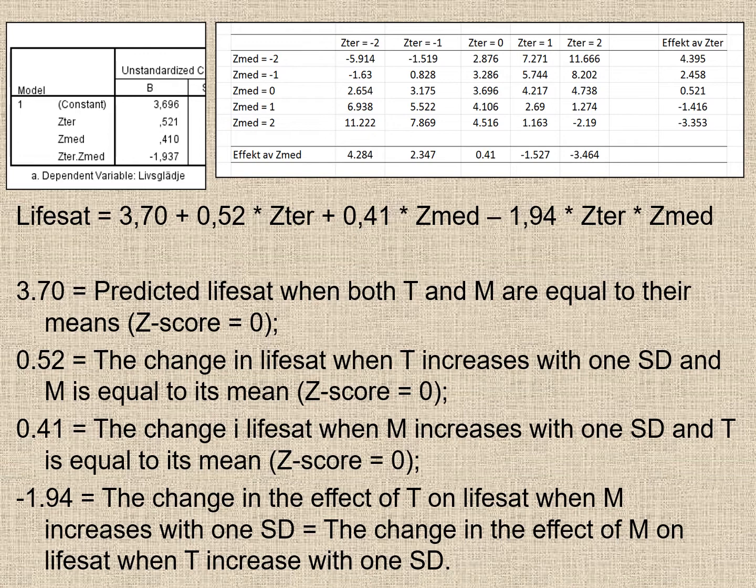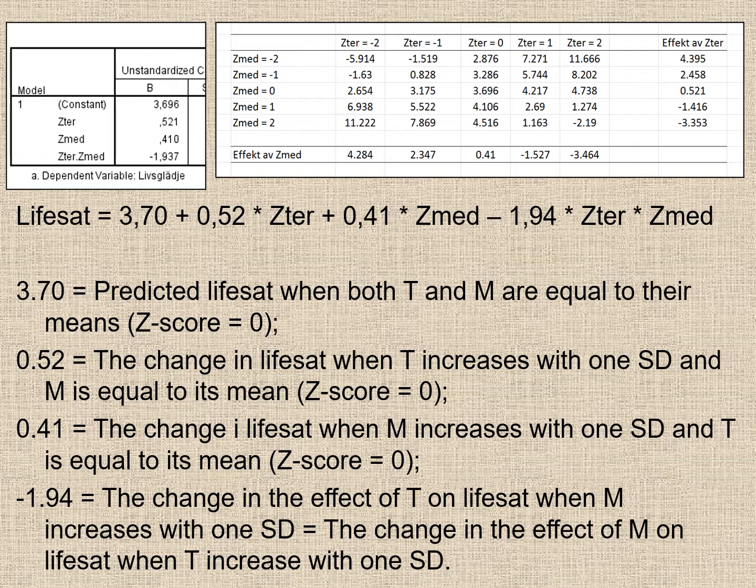If you have a look at this, every increase here is equally big. It's an increase by 0.521. If we have a look at our coefficients here, what do we see? We see that the coefficient for zeta therapy is 0.521. Exactly the same. And that's not a coincidence.